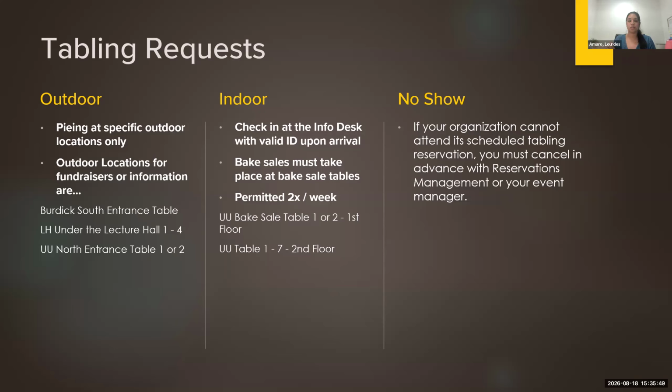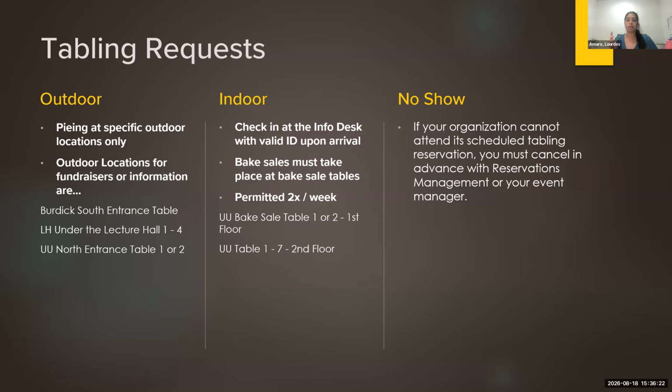For any of the indoor tablings, we do ask that you check in at the Union Info Desk or the West Village Info Desk with a valid TU ID or just your regular ID. That way we can check you in and make sure you are the right group and that you are sitting at the right table. If you're not, one of our building coordinators might come over to you and ask you to leave, or there might even be further consequences if you no-show or are in the wrong place. So we want to make sure that you are at the correct tabling location.